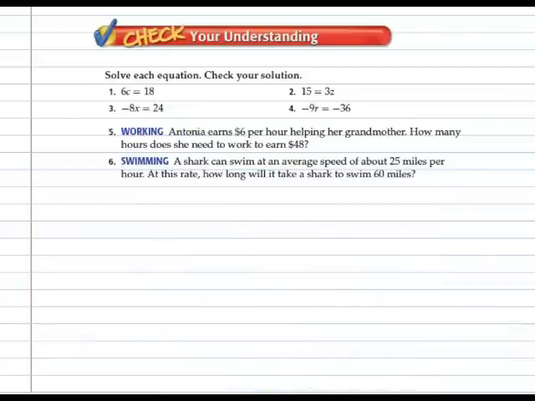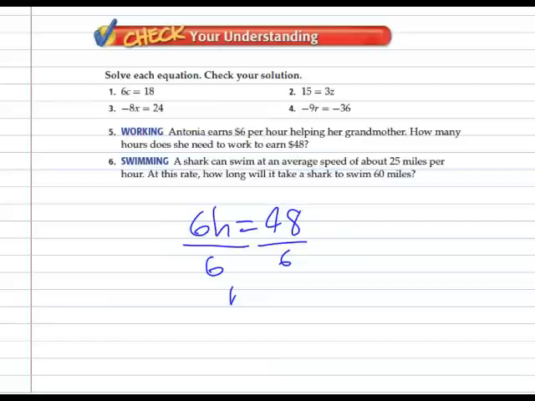Antonio earns $6 per hour helping his grandmother. How many hours does he need to work to earn $48? So 6h equals 48. Divide both sides by 6. He needs to work 8 hours.